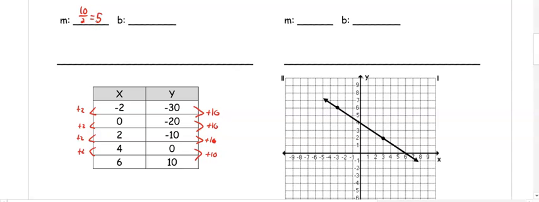The y-intercept is where there's a 0 in the table. So we have 0, -20. So when we rewrite this equation, we would have y equals 5x minus 20.